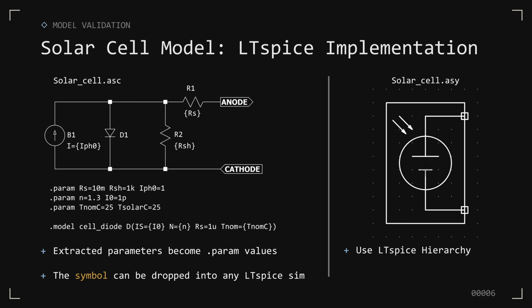First, a 2-terminal symbol should be created to wrap the circuit. You can use the hierarchy feature for this. It lives in the dropdown in the menu bar right next to File and Edit. For a hierarchical symbol, leave the prefix blank in the symbol attribute editor. Once you have the circuit and symbol created, it can be dropped into any LTspice sim.